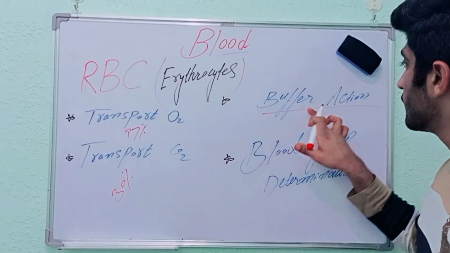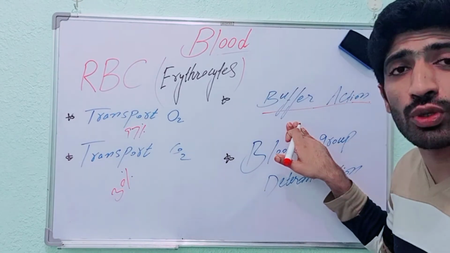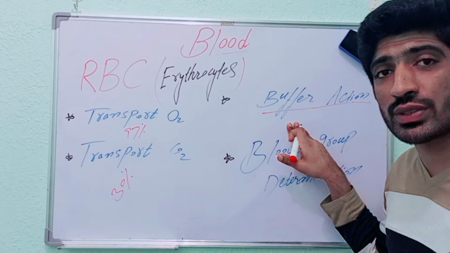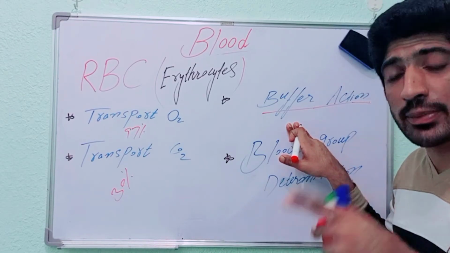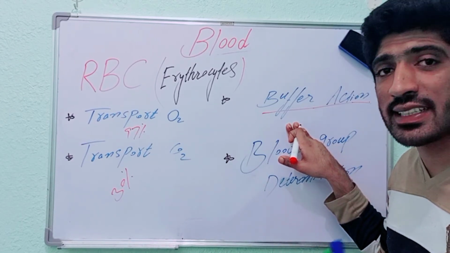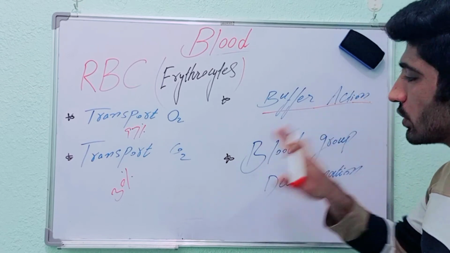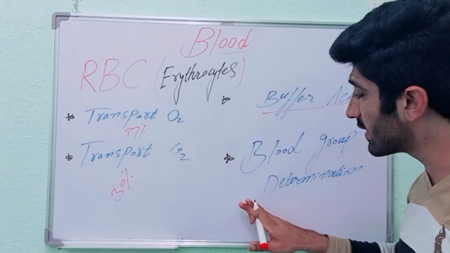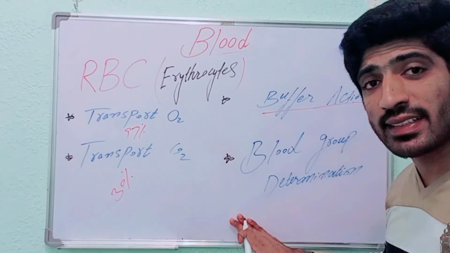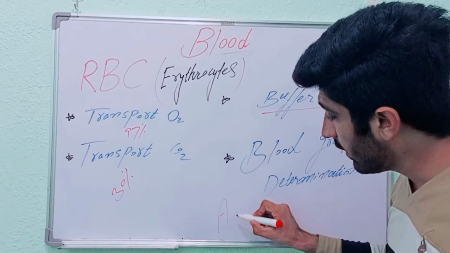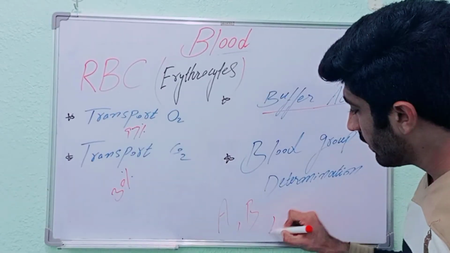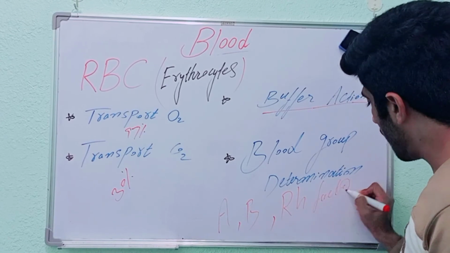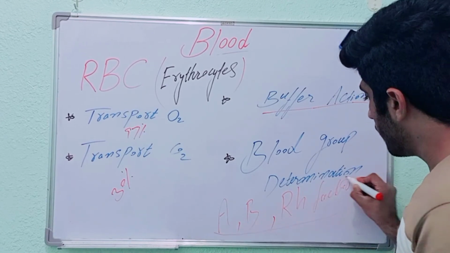After that is buffer action. Students, hemoglobin performs a buffer action. It regulates the concentration of hydrogen ion in the blood. It plays a vital role in maintaining the acid-base balance in the blood. After that is blood group determination. Students, in the RBC, blood group antigens are present, for example A, B, and Rh factor, which help to determine the group of blood.